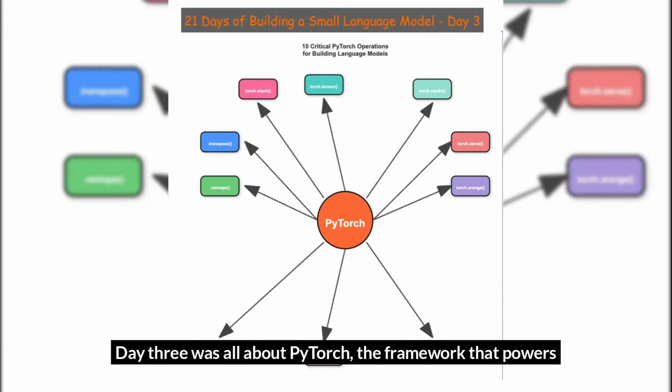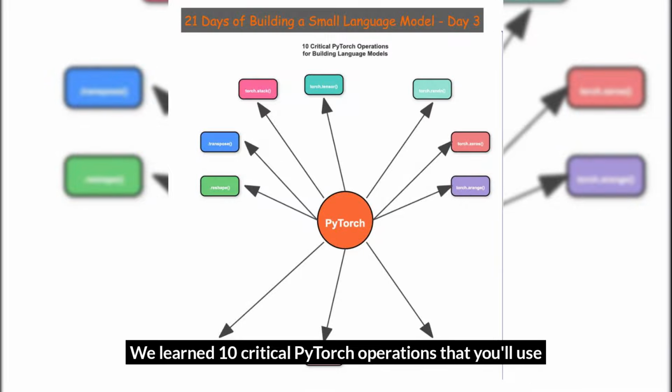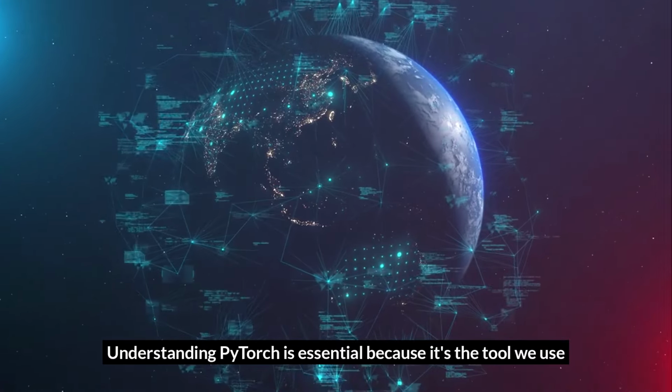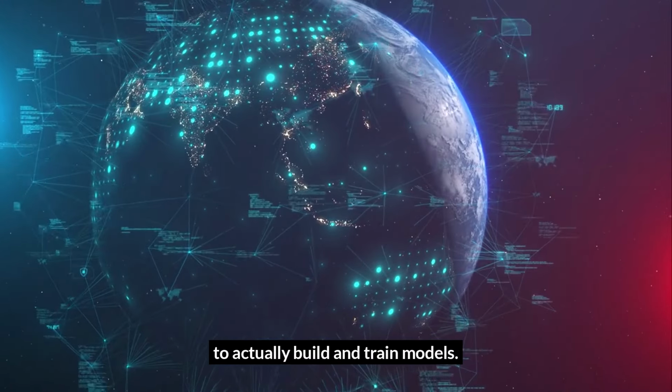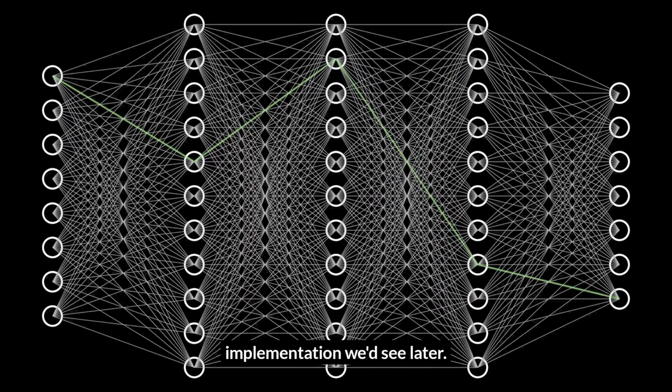Day 3 was all about PyTorch, the framework that powers most modern language models. We learned 10 critical PyTorch operations that you'll use constantly when building language models. Tensors, automatic differentiation, neural network modules, loss functions, optimizers, and more. Understanding PyTorch is essential because it's the tool we use to actually build and train models. These operations are the building blocks of every implementation we'd see later.